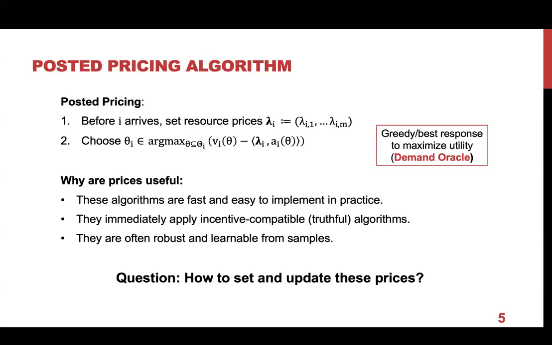Good. And of course, the biggest issue with posted pricing algorithms is how do you set these prices? If you set a very high price, then maybe nobody will buy your resource. If you set a low price, then some initial requests will take it away, and the future valuable requests are going to lose it. So the entire challenge is how do you set or update these prices? And that's still a very challenging problem a priori.